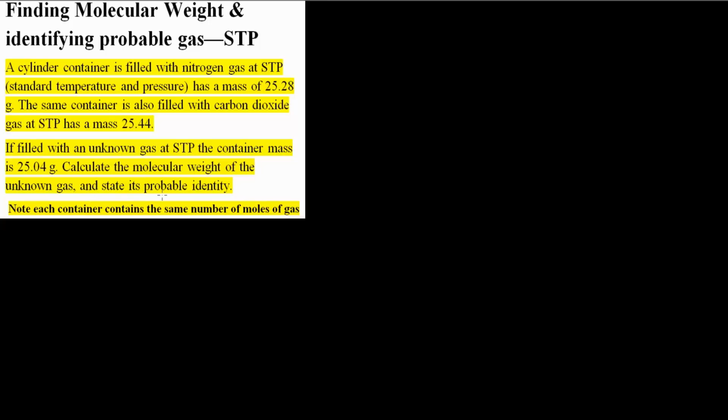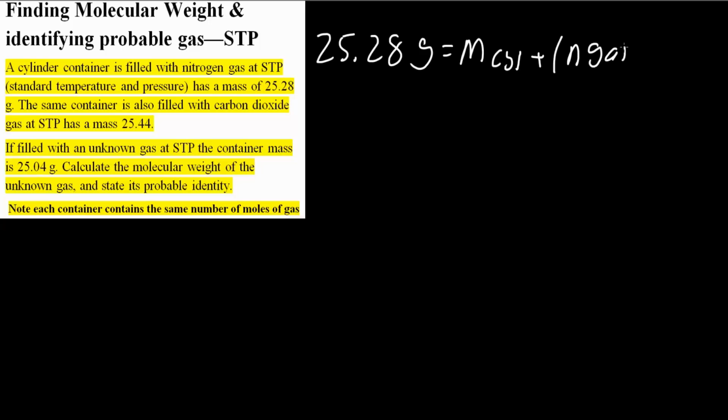So we want to calculate the molecular weight. Now note, each container contains the same number of moles of gas. So let's get started. So the first container has 25.28 grams, right? This container has gas and the container itself. So this will equal the mass of the cylinder plus n gas, the number of moles of gas, times the molecular weight. This is a nitrogen gas. Nitrogen gas, the molecular weight is 28 grams per mole.